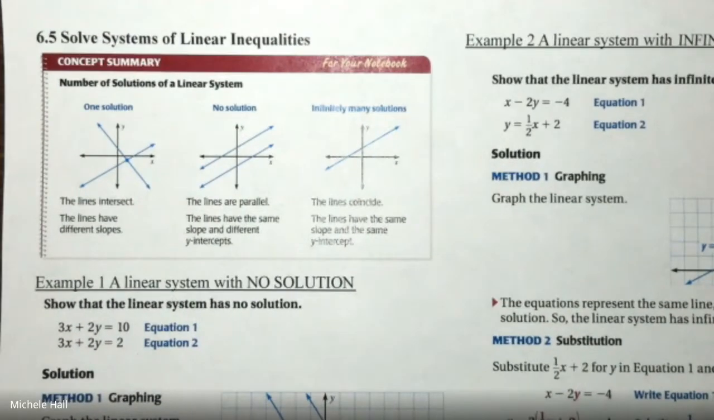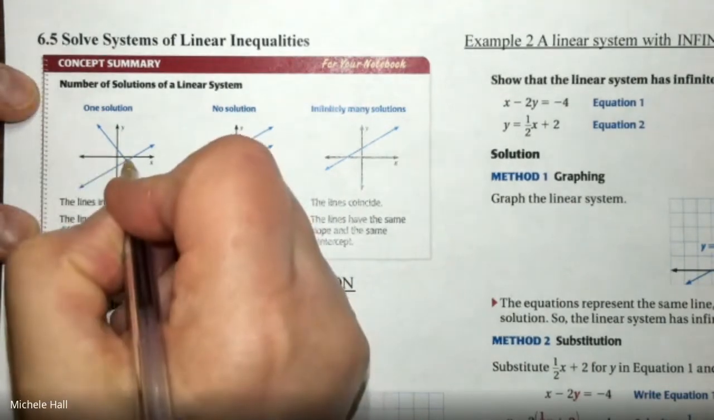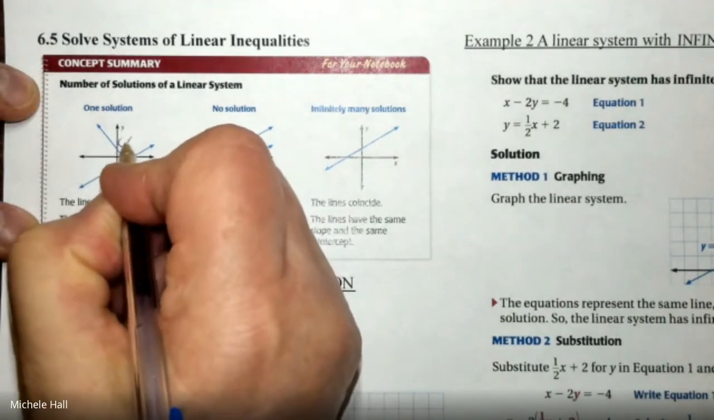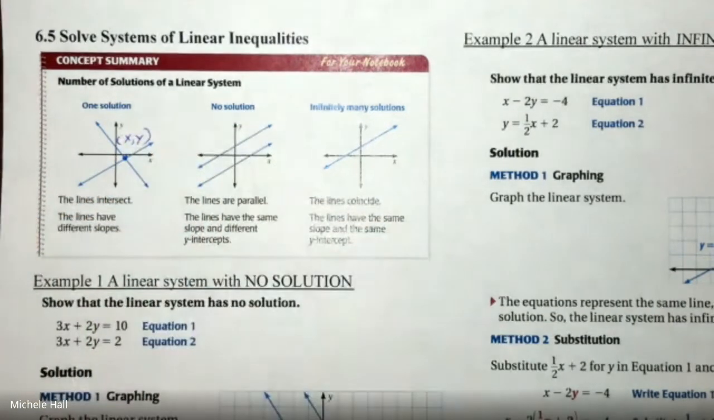6.5 systems of linear equations. When we have one solution, that means that they're intersecting at a point, and it only has that one solution. We've been working on those all throughout chapter 6.